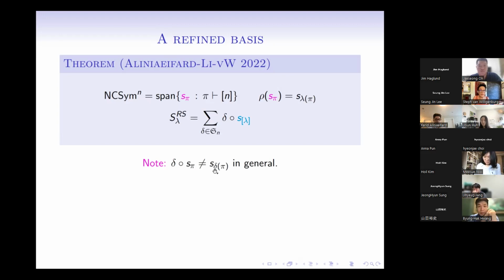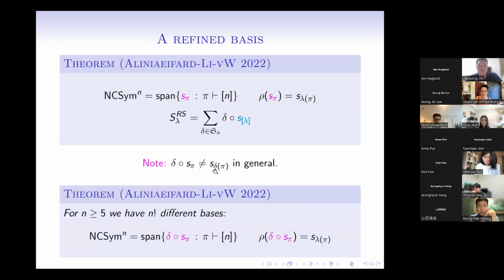Now you might think this is a bad thing, but in fact it turns out to be amazingly cool because that means that for every single permutation delta, if you let it act on our Schur functions in non-commuting variables, you get a different basis. So you find yourself with n factorial different bases, every single one of which, when you let the variables commute, they go to the Schur functions.